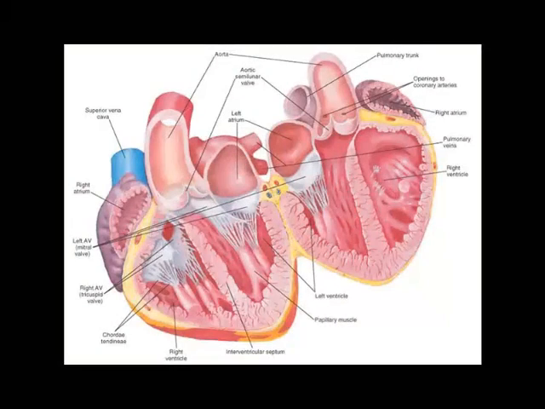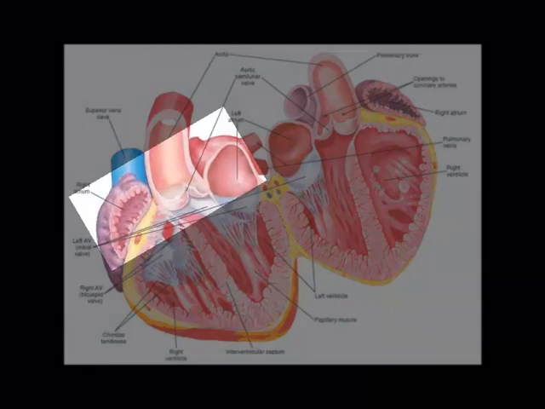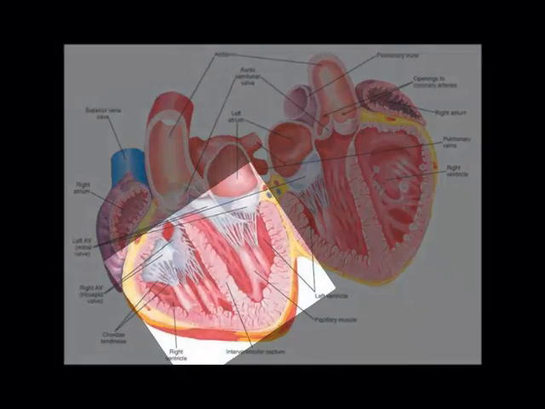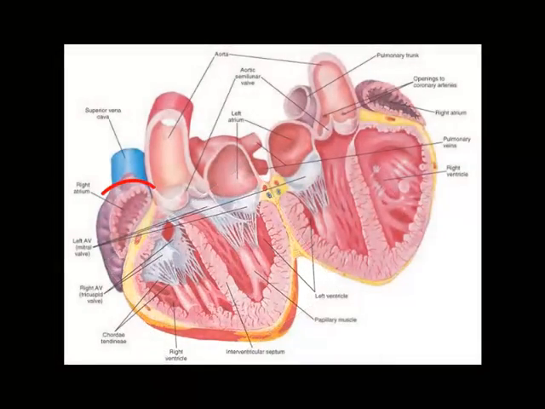The heart, as most of you know, has 4 chambers, 2 on the right and 2 on the left. The upper chambers are the atria, while the lower chambers are the ventricles. The right atrium receives the deoxygenated blood from the superior and inferior vena cava. It then pumps blood through the right atrioventricular valve, or tricuspid valve, into the right ventricle.